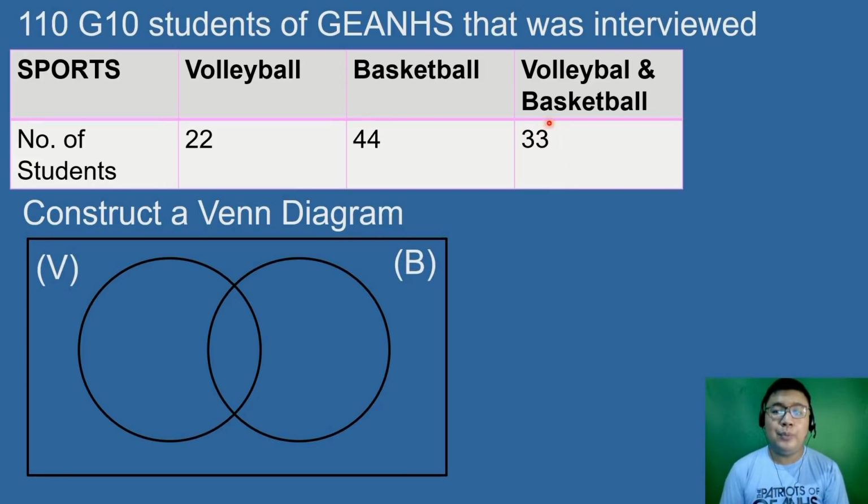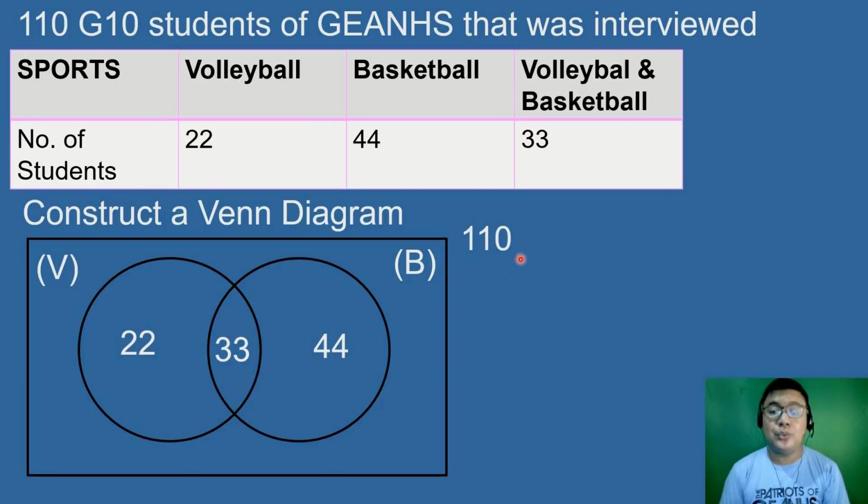And then after that, we will put 33, which is the number of students who will join volleyball and basketball, in this portion, the portion wherein the two circles overlap with each other. And then we will put 22, the number of students who will join volleyball, here in this portion of the circle. And then we will put 44, the number of students who will join basketball, in this portion of the circle.